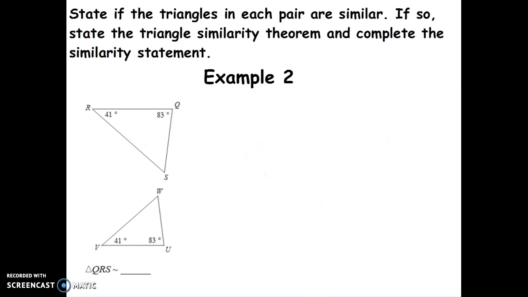Example 2. Right off the bat, we see that we have two congruent angles. So 41 equals 41 and 83 equals 83. Well, that's simple because we know that that is angle-angle similarity. Let's go ahead and name it. This one is named QRS. So we're going from angle 2 to angle 1. QRS. So we do the same thing here, 2 to 1. UVW.